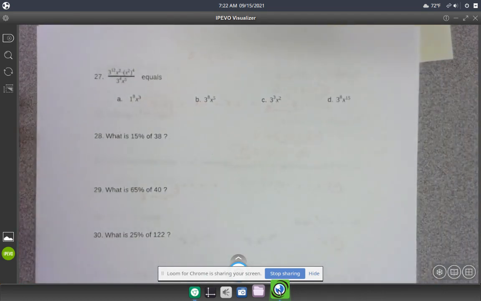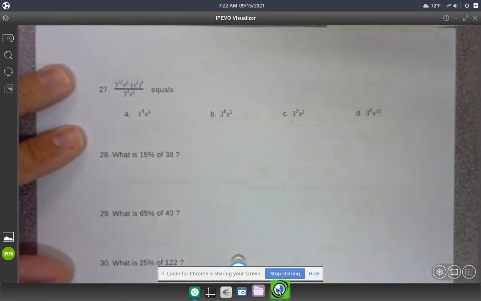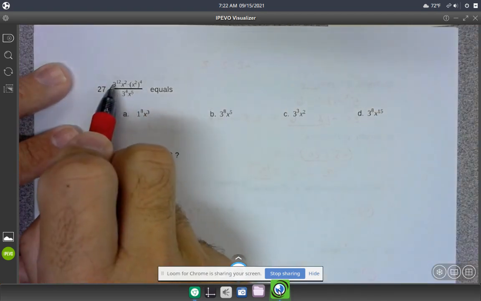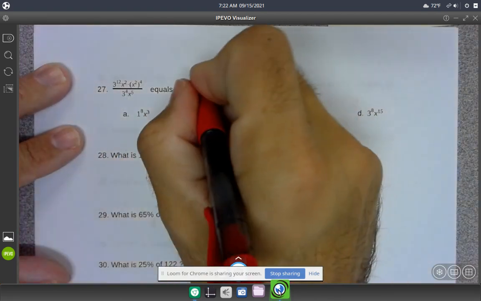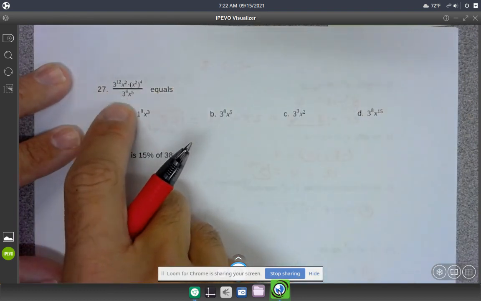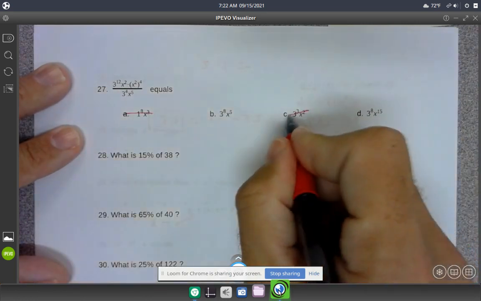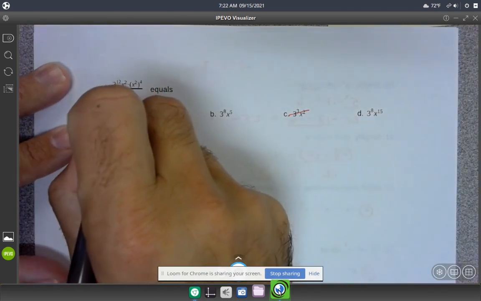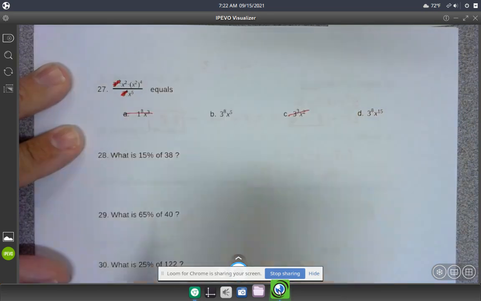27. All right. So first off, 3 to the 12th divided by 3 to the 4th is going to equal 3 to the 8th. You subtract those exponents. So I know that this one's out, and I know that that one's out. It's got to have a 3 to the 8th power. The rest of this, let me just ignore all these 3's since I know how that's going to play out.